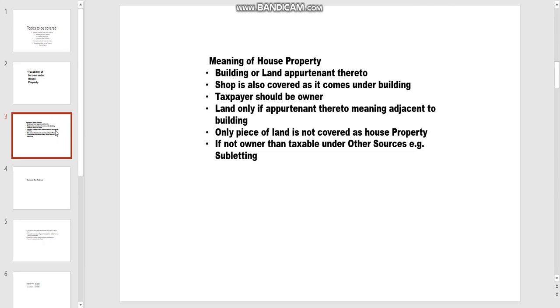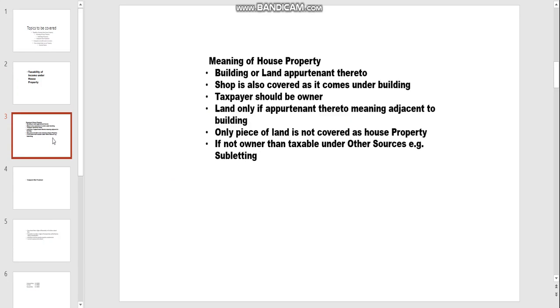So if there is rent received from only a piece of land, then the rent which is received is not covered as income from house property. It will be taxable either as other sources or income from business or profession. Also, ownership is necessary for income to be taxed under this chapter. So if someone is receiving income for subletting of the property, that is, he is not the owner, he is a tenant and he is subletting it to someone, then that will be taxable under other sources and not this head.